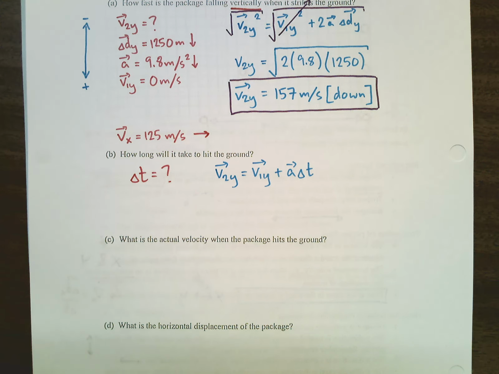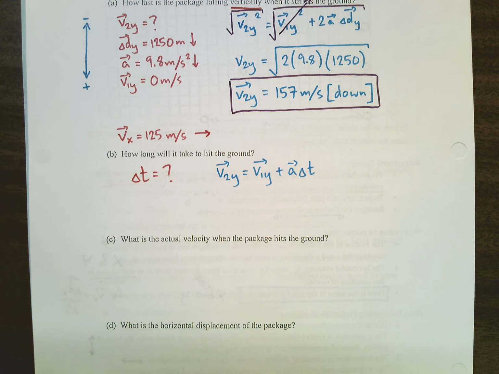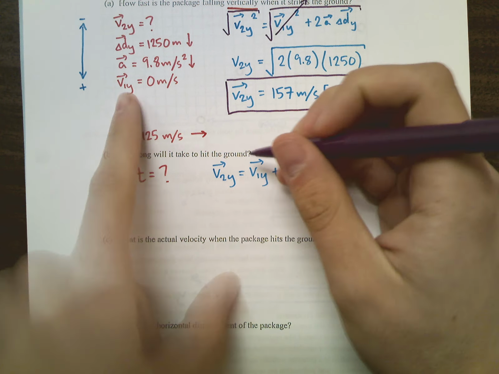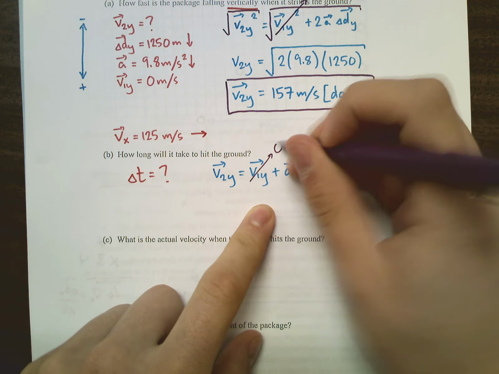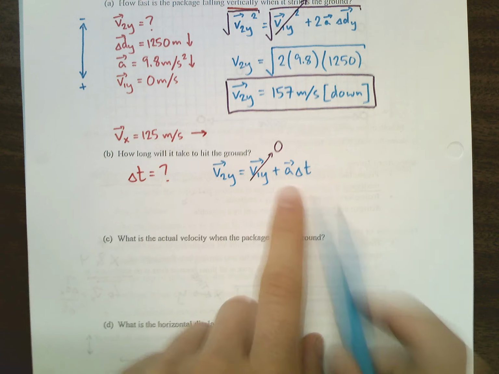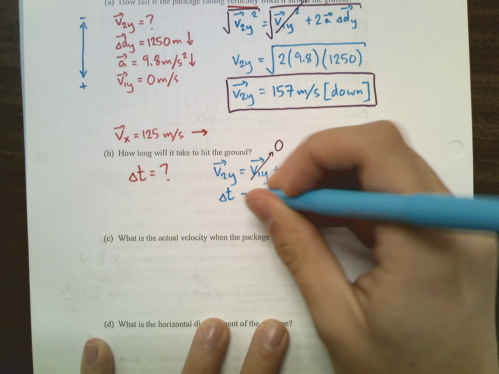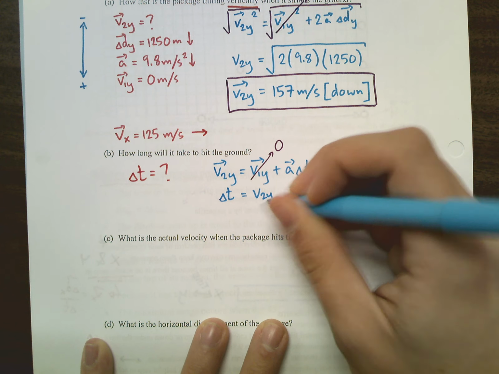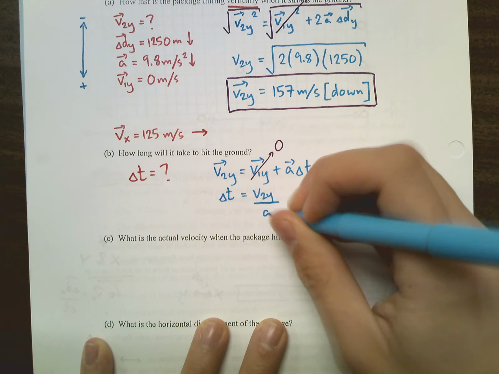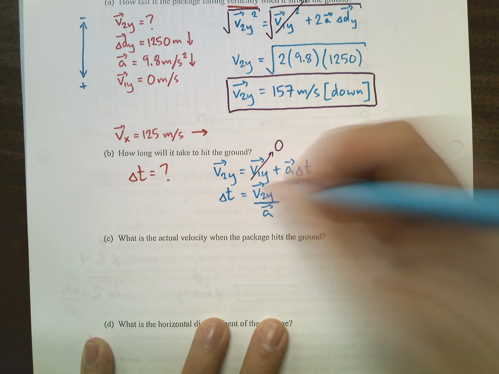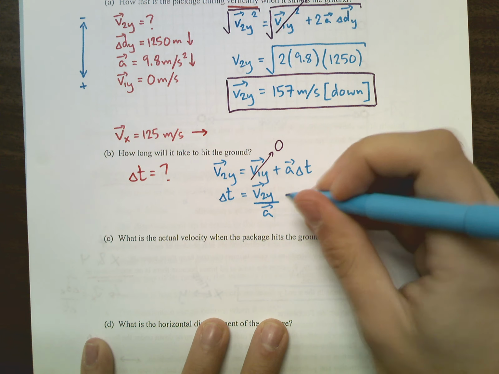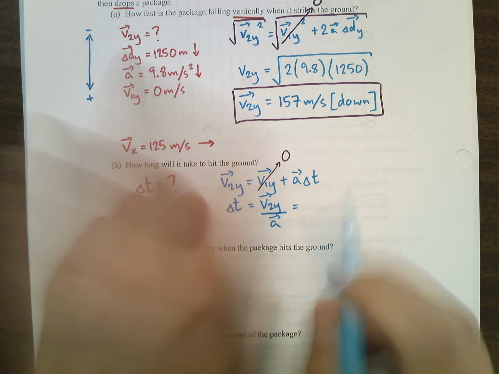And I also don't put the Y by the A because I'm assuming we already know that there's only acceleration in the Y direction as well. So again, V1Y is 0. So this is really nice. This is 0. Now I'm just solving for delta T. So delta T is equal to V2Y divided by A. I just divided by the A on the other side. And we know what V2Y is now.